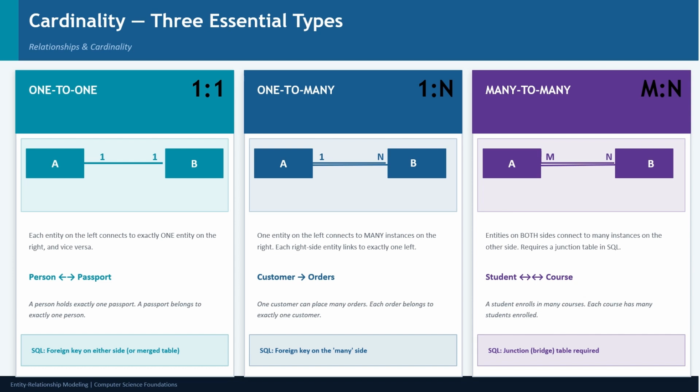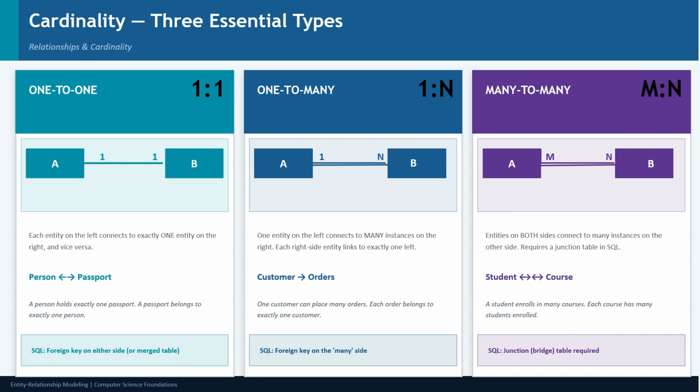One-to-many. One entity on the left connects to many on the right. A customer can place many orders, but each order belongs to exactly one customer. In SQL, the foreign key lives on the many side, in this case on the orders table.